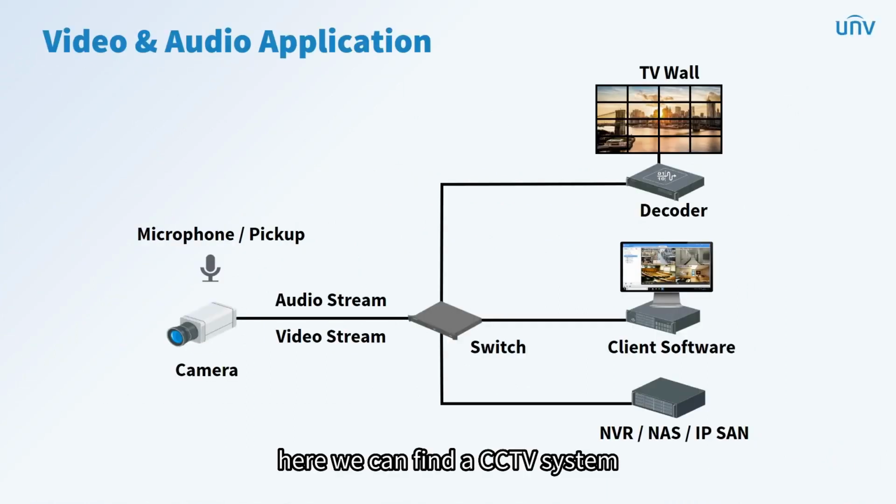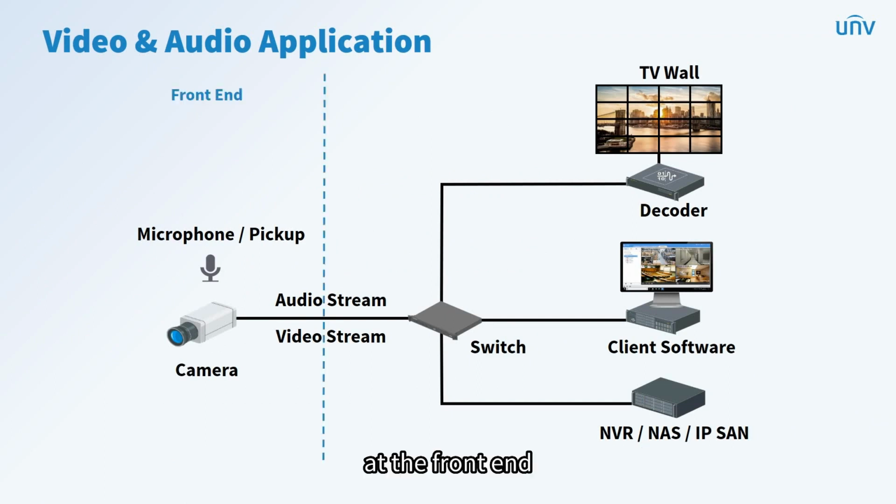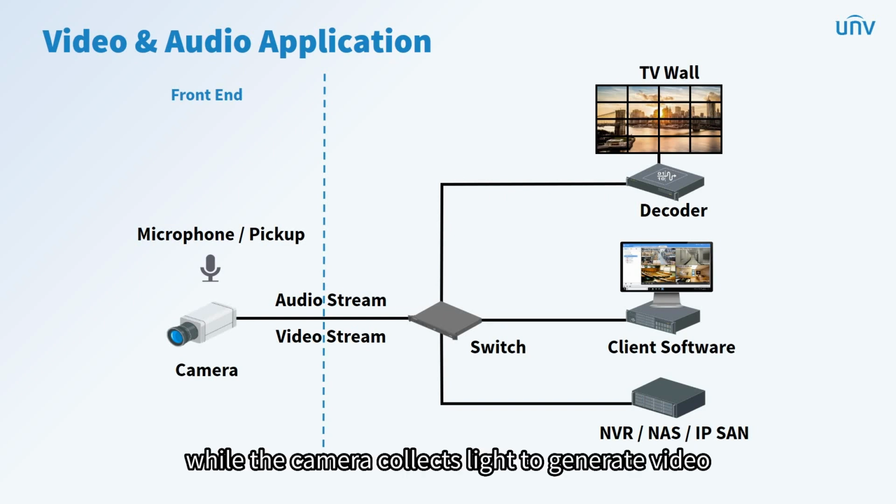Here we can find a CCTV system, including front end, transmission, and back end. At the front end, the built-in microphone or pickup collects sound to generate audio, while the camera collects light to generate video.